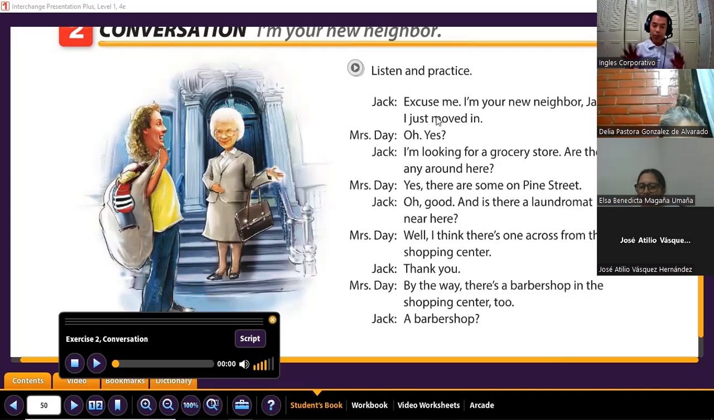Yes, you are right. But in the dry cleaner, José Atilio, not only suits, no solo trajes, camisas, pantalones, vestidos, everything, right? But you are totally right. In the laundromat, you wash. In the dry cleaners, they wash for you, right? Understand?